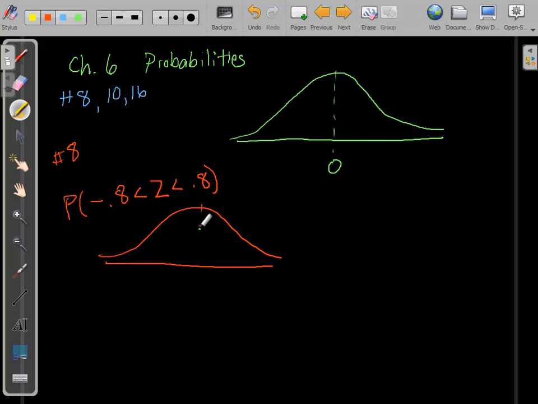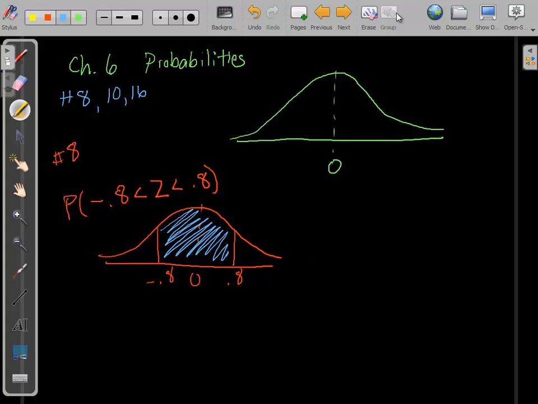Okay, so let's draw the picture first. Here we go. It's centered on 0, and we're looking at 0.8 and negative 0.8. And so let me switch colors here. We're looking to find the area. That's how we're going to measure the probability. Really what we're doing is finding the proportion of values out of the whole that land in between these two z-scores. And so we're going to compare the area occupied here to the area of the whole, which by the way is 1.